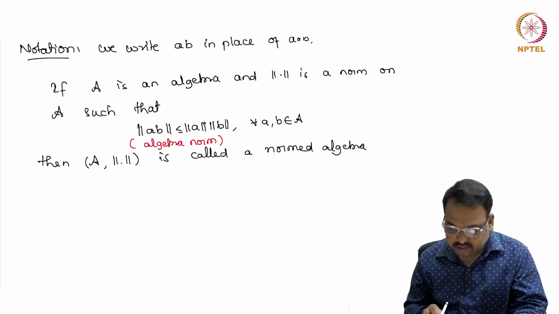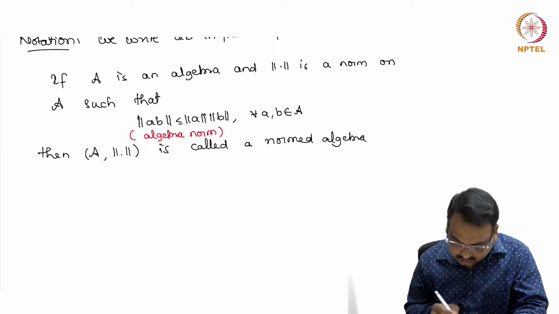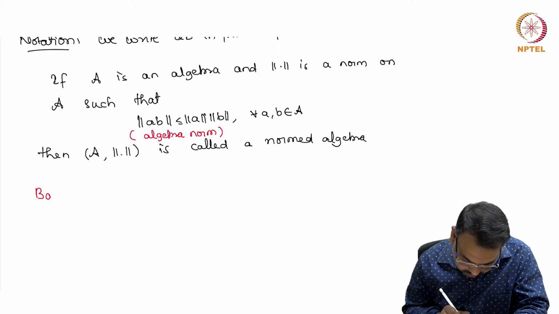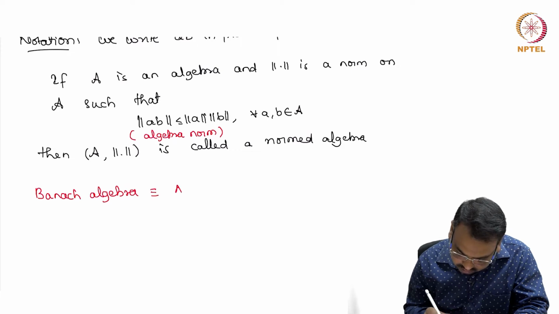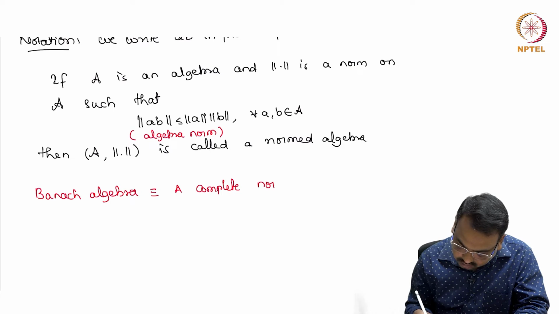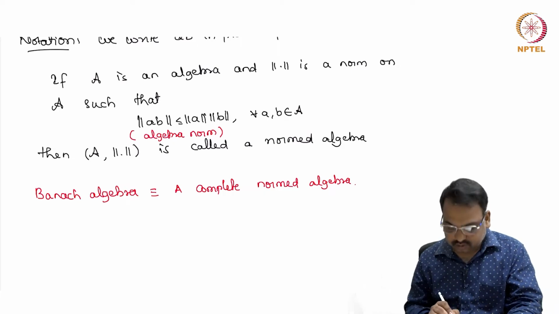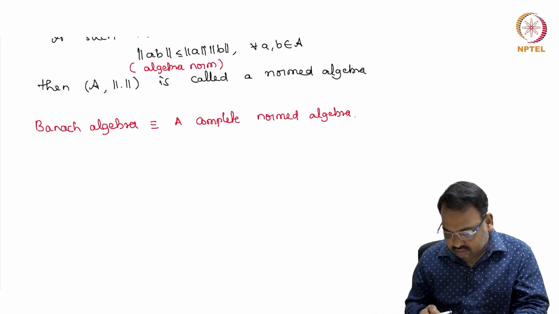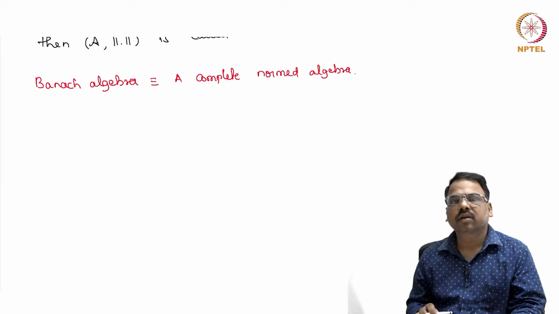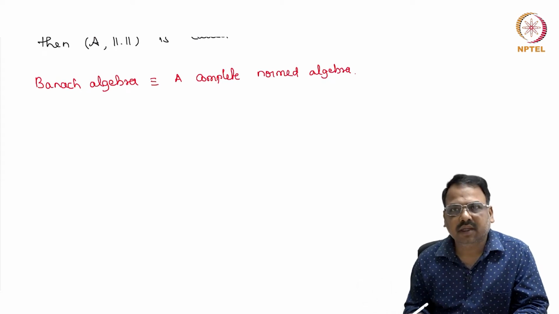So a complete normed algebra is known as a Banach algebra. Banach algebra means a complete normed algebra. This we have already discussed and we have seen a few examples also. Now we are interested in looking at the spectrum of an element in a Banach algebra.